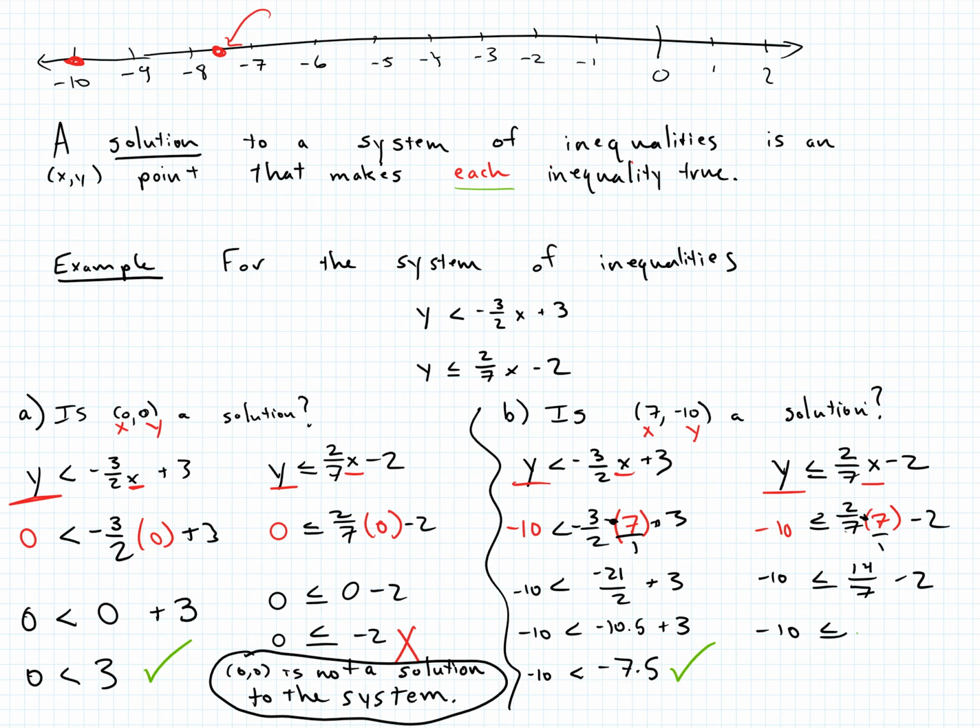And then negative 10 less than or equal to 2 minus 2. 14 divided by 7 is just 2. So negative 10 is less than or equal to 0. Now you should definitely think that's true because, again, on a number line, 0 is further to the right than negative 10. So this is definitely true. So this point makes both inequalities true. Our conclusion: 7, negative 10 is a solution to the system.